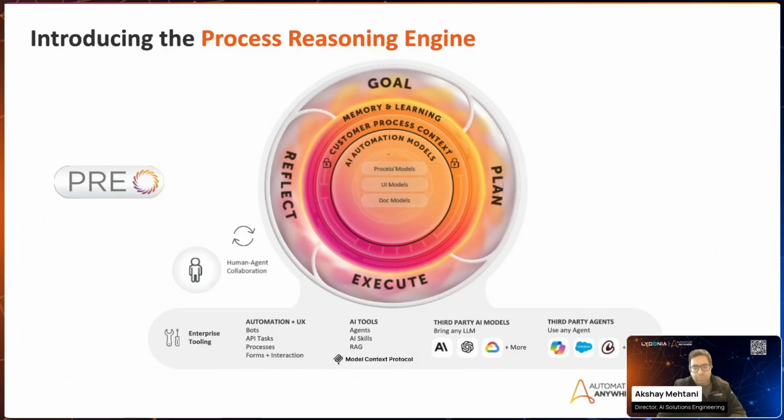And the process reasoning engine is what powers custom process agents, document automation, Copilot for automators, self-healing agents. All of that is powered by the process reasoning engine, which has different goals to perform different tasks. That is what the process reasoning engine will do for you.